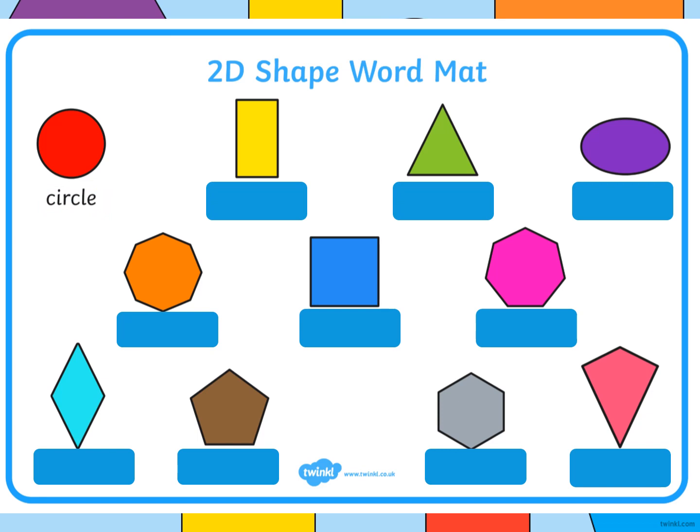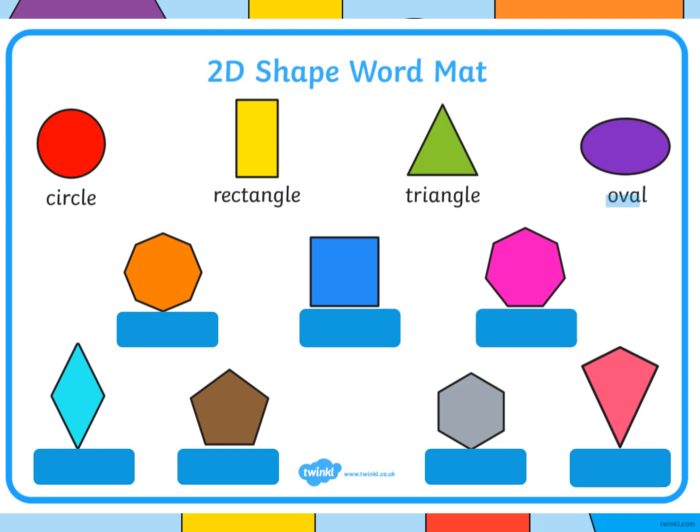What is the name of the yellow shape? And can you name any properties, maybe? The yellow shape is a rectangle. How about the green shape? What is the name of the green shape, and what are the properties of this shape? It's a triangle. It's got 3 straight sides, which means it has 3 corners. Right, the purple shape, guys. What's the name of the purple shape? It's an oval. And it has 1 curved side.